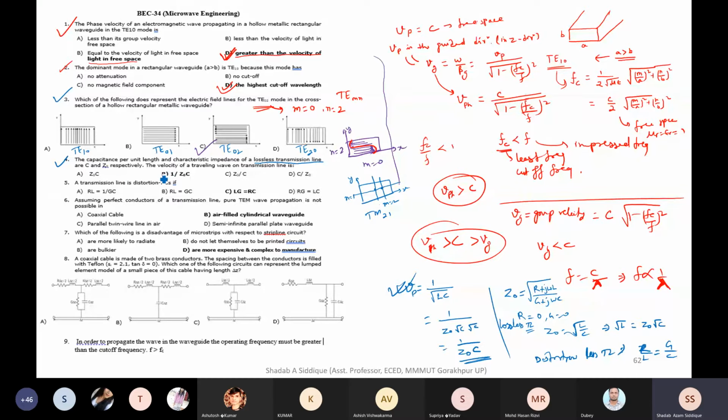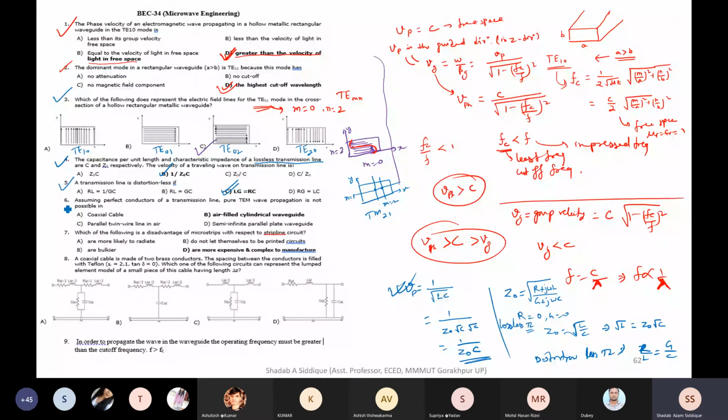Okay, so this is the answer. Now, the next problem. I already told you the transmission line is distortionless if R by L is equal to G by C. So this will become LG is equal to RC. So that is the condition we have.